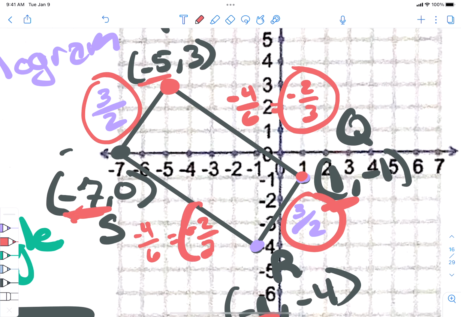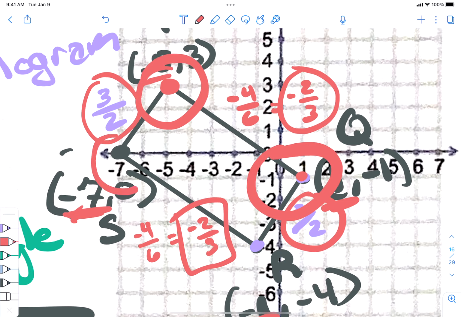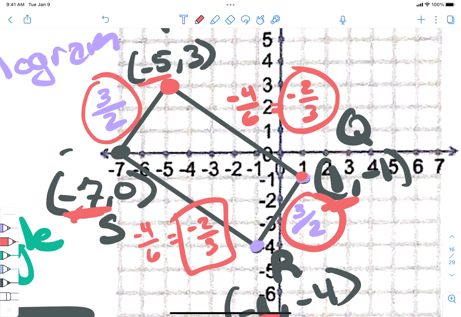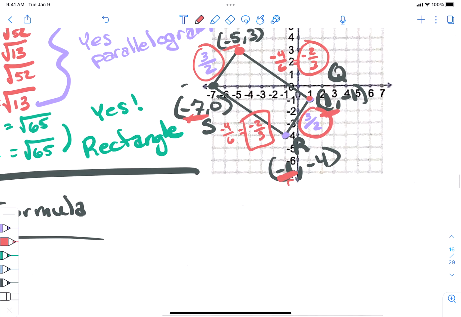Okay, now here's the kicker. Ready? Is he a parallelogram? Yes, because his opposite ones are parallel. But also, they're negative reciprocals, which means what? Perpendicular. These are perpendicular, right? Whoa. So because the slopes are perpendicular slopes, we know that each one is a 90-degree angle, which means that it has to be a rectangle, right? So by proving that they're negative reciprocals, so check.